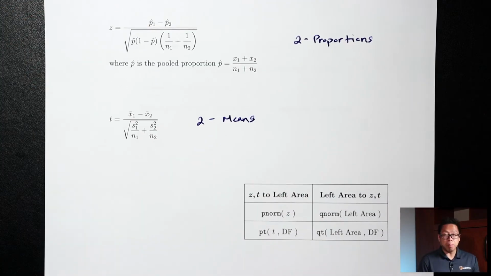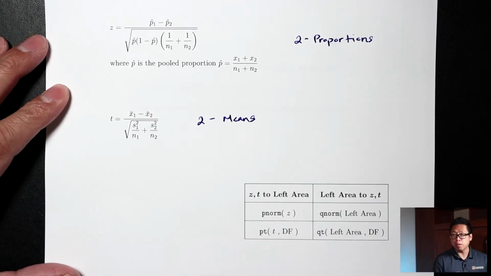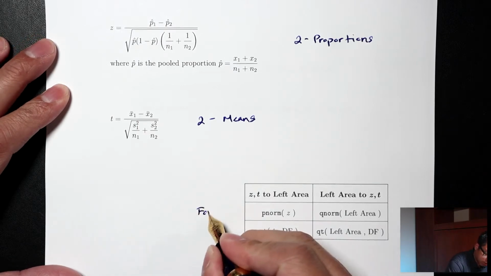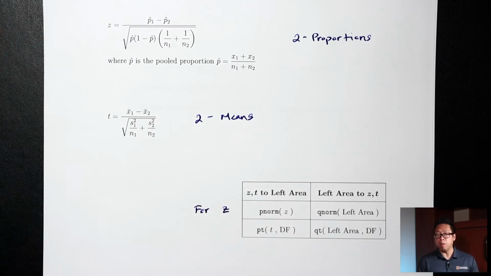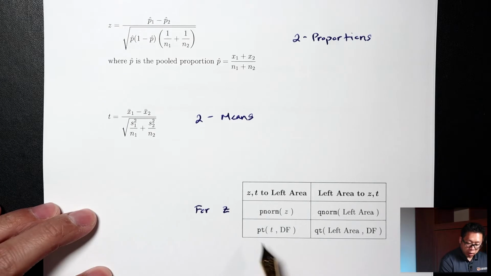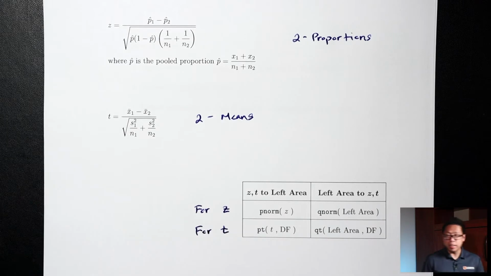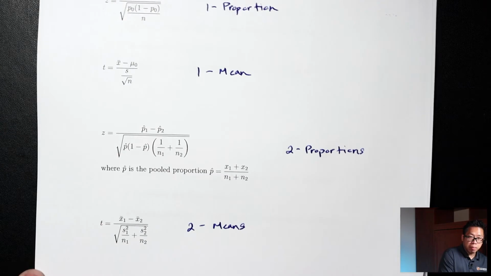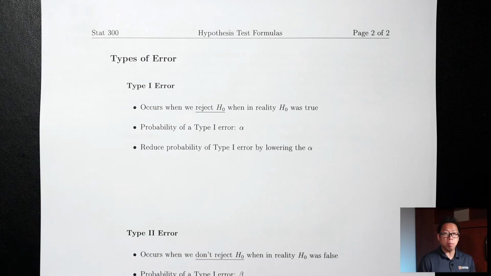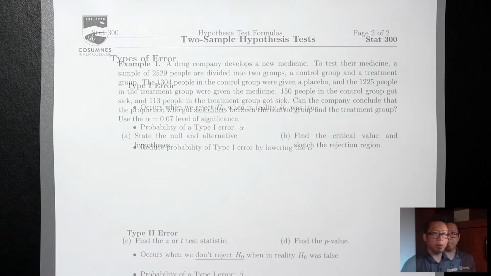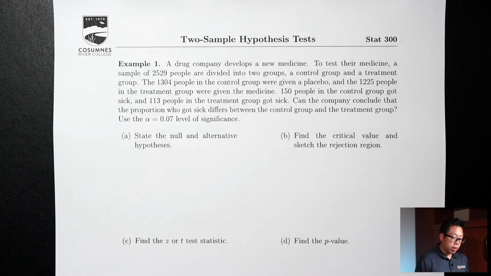And then the box at the bottom, same box as last time. These are the commands in R that we'll need. The first row, pnorm, qnorm, that's going to be for Z's. And remember, Z is going to go with proportions, so both the one proportion and also the two proportions situation. The second row, pt, qt, that's going to be for T's. And T's are going to be for means. Okay, second page. Second page is talking about types of error. So I'm not going to talk about this right now, but we'll come back to this when we actually need it.